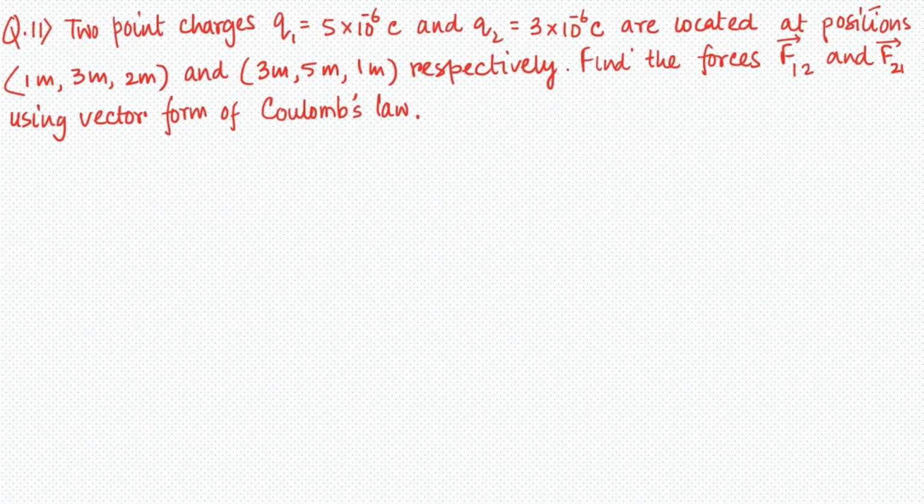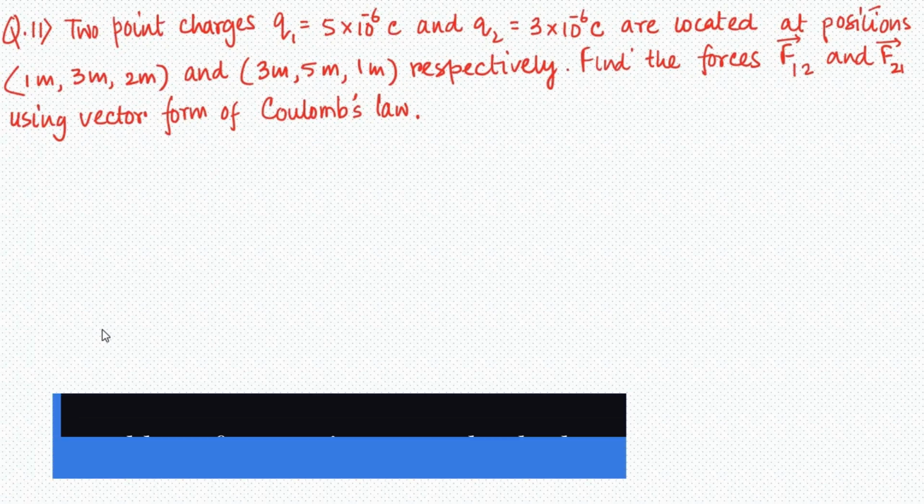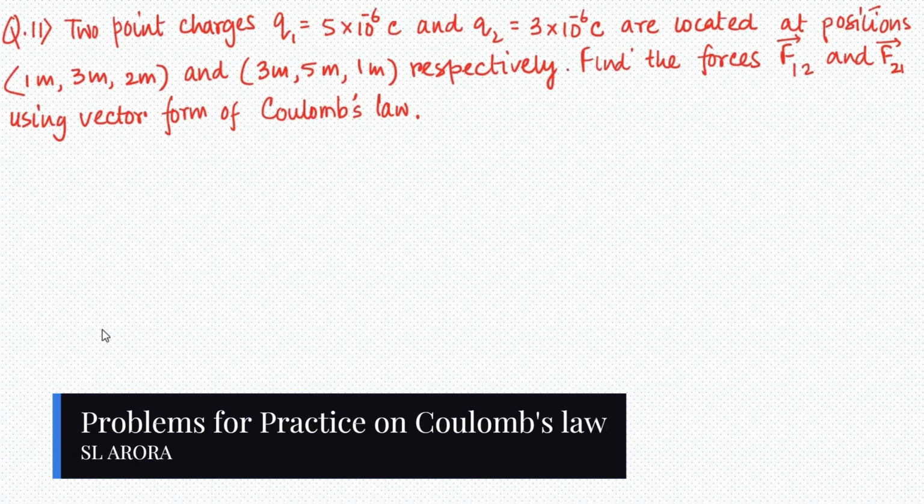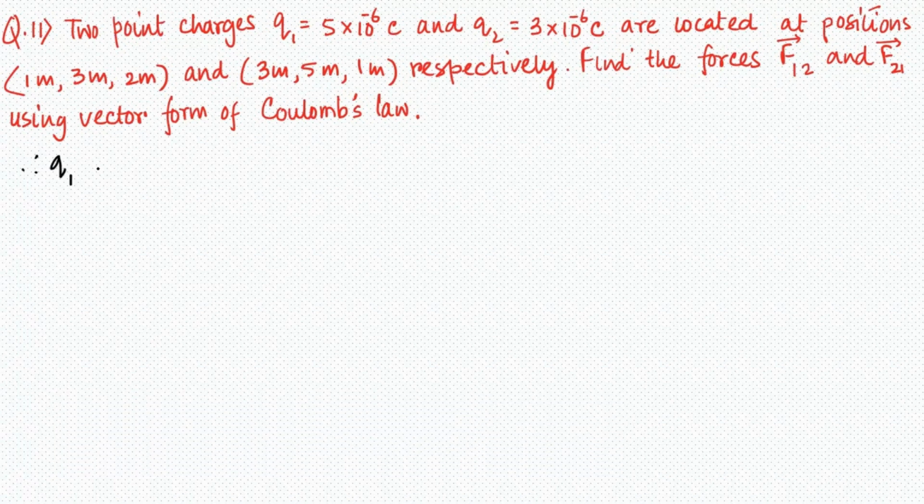Okay. Question number 11. 2-point charges Q1 is equal to 5 into 10 to the power minus 6 coulomb and Q2 is equal to 3 into 10 to the power minus 6 coulomb are located at positions (1 meter, 3 meter, 2 meter) and (3 meter, 5 meter, 1 meter) respectively. Find the forces F12 and F21 using the vector form of Coulomb's law. So here two charges are given. Q1 is equal to 5 into 10 to the power minus 6 coulomb and Q2 is equal to 3 into 10 to the power minus 6 coulomb.